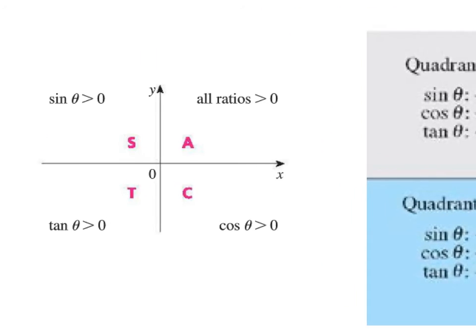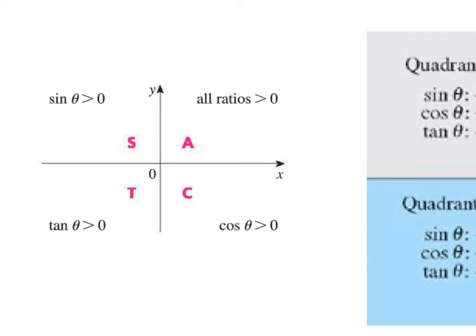So what they put is ASTC, or SATC. It depends on how you want to read it. But I look at it as ASTC, doing the proper things in the proper order. Quadrant 1, 2, 3, 4. What they're telling you is which ones are positive in there.